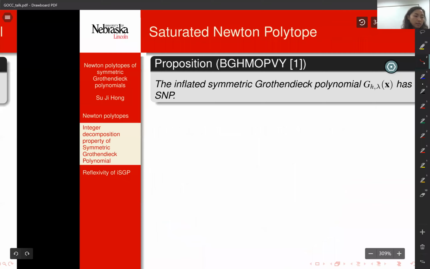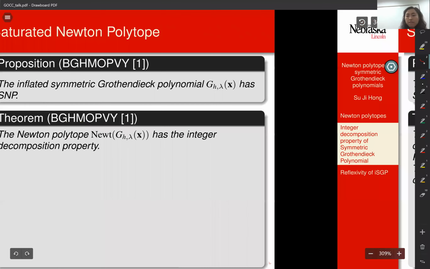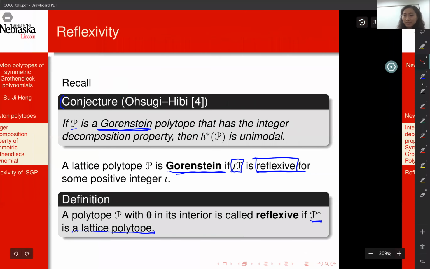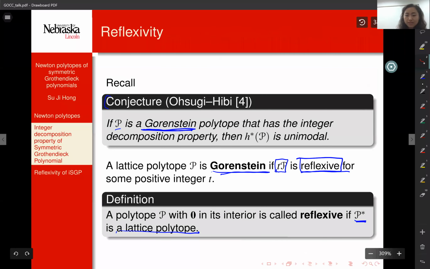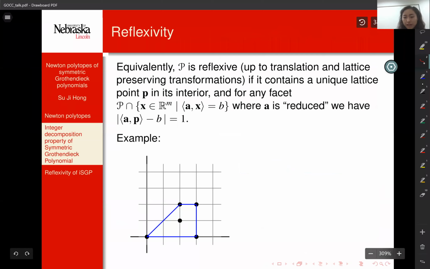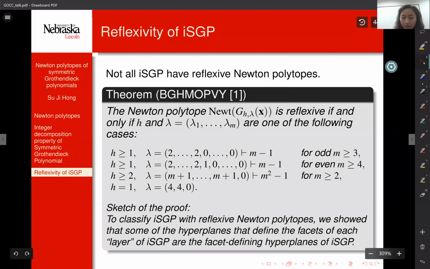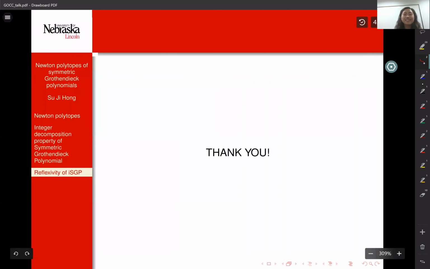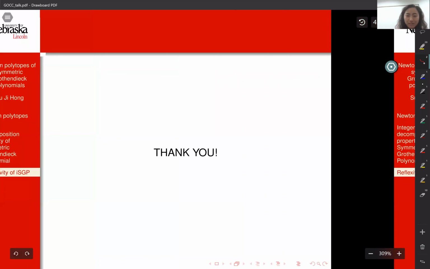So once we have found those, we were able to identify all the inflated symmetric Grothendieck polynomials that have reflexive Newton polytopes. So that went a little shorter than I thought it would, but that's it. Thanks for listening to me, and here are my references.